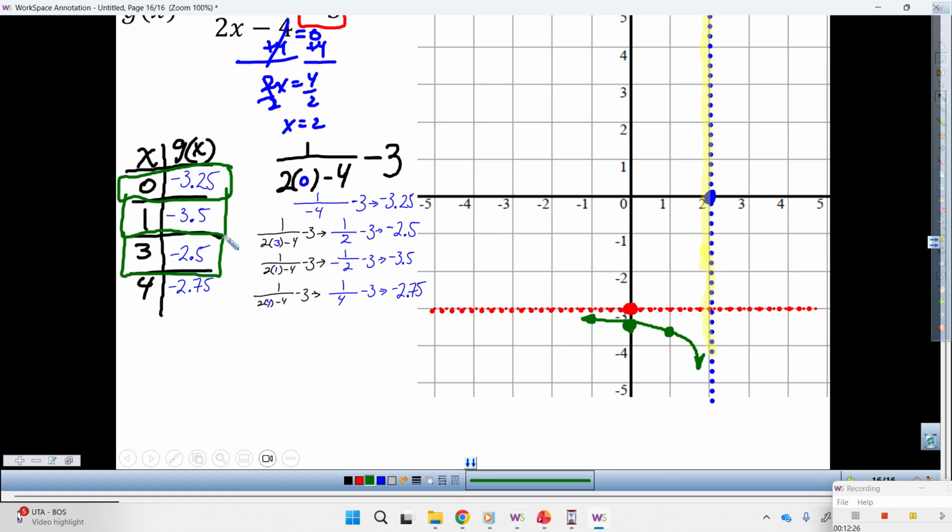Go with this one. 3, negative 2.5. And 4, negative 2.75. And again, curve it. And notice it gets close to, but it doesn't touch the asymptote. All right, send that to me on the screen, please. I want to see what you did.